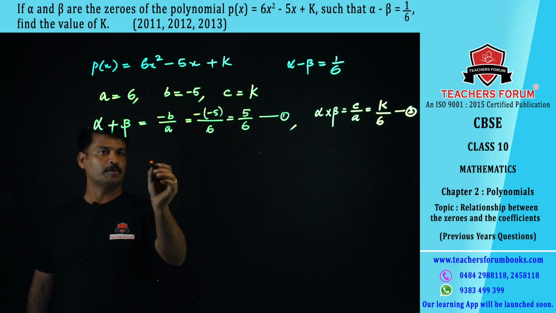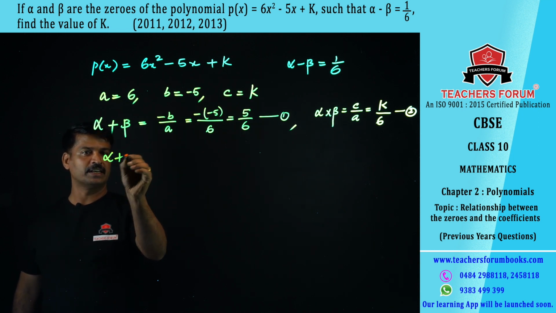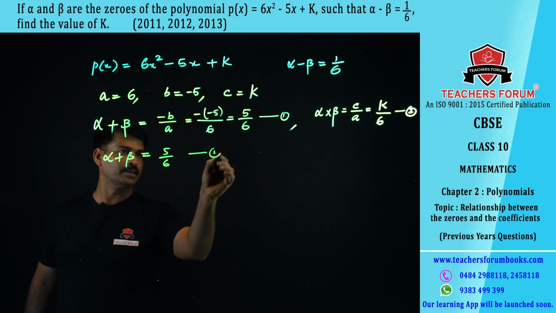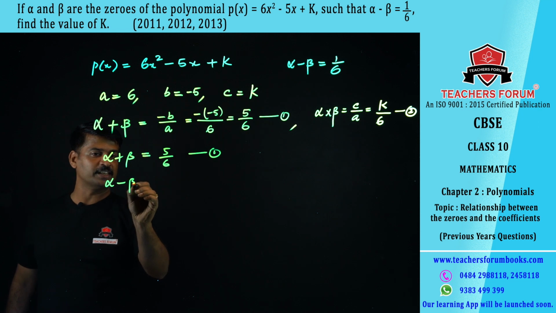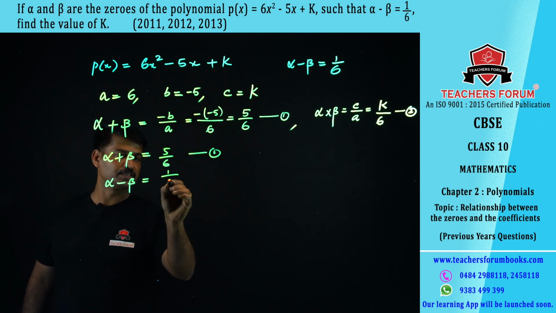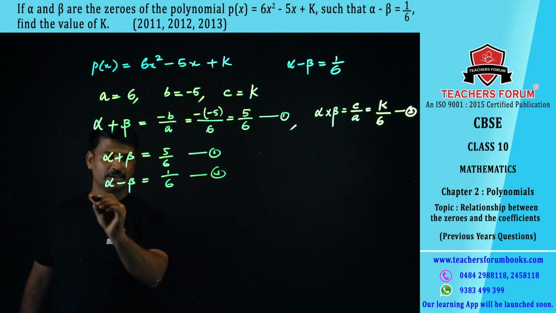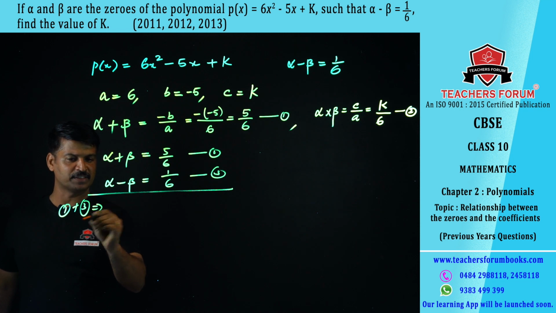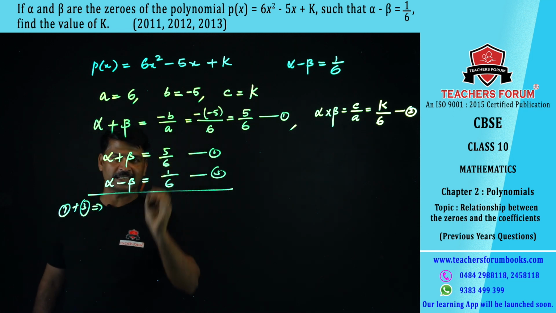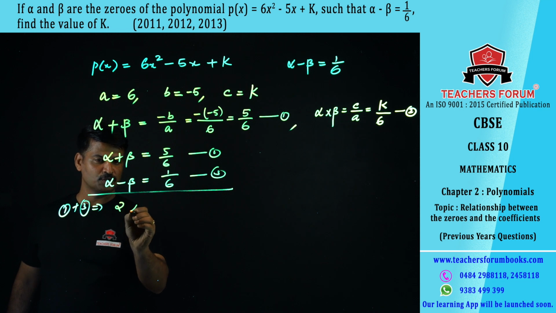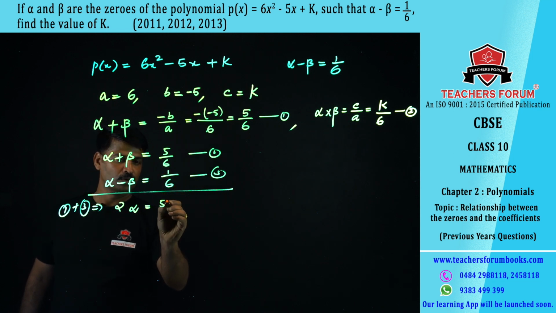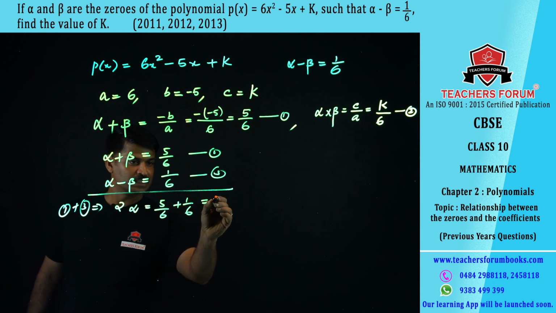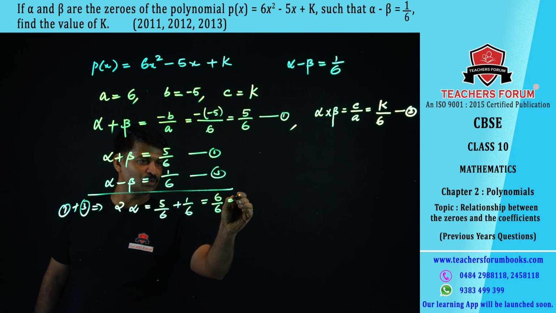Now it is given that alpha minus beta is 1 by 6. So what is alpha plus beta? Alpha plus beta is equal to 5 by 6. That is equation number 1. It is given that alpha minus beta is equal to 1 by 6. Let it be equation number 3. Now when you just add 1 plus 3, what will you get? Minus beta plus beta get cancelled. Alpha plus alpha, 2 alpha is equal to 5 by 6 plus 1 by 6, that is equal to 6 by 6, that is equal to 1.